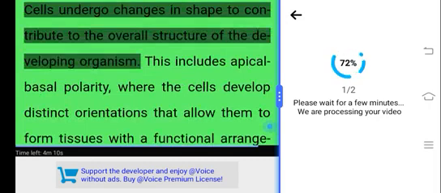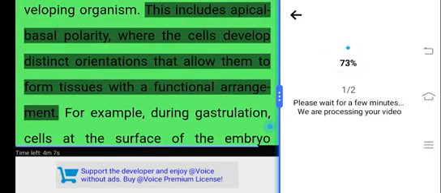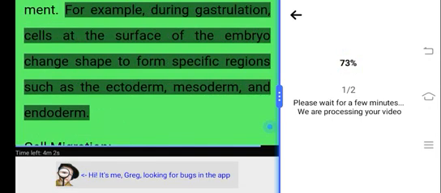Cell shape changes. Cells undergo changes in shape to contribute to the overall structure of the developing organism. This includes apical-basal polarity, where the cells develop distinct orientations that allow them to form tissues with a functional arrangement. For example, during gastrulation, cells at the surface of the embryo change shape to form specific regions such as the ectoderm, mesoderm, and endoderm.